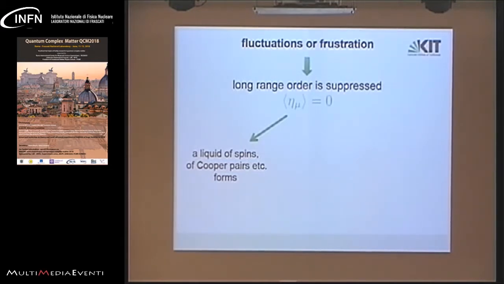It doesn't become superconducting because there's a frustration between the Coulomb interaction between the electrons and the Coulomb interaction between the electrons and the ions. So these are systems that remain liquids.